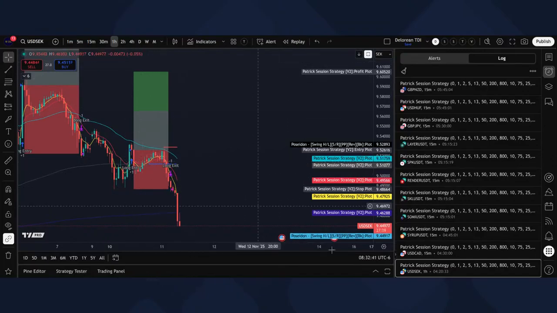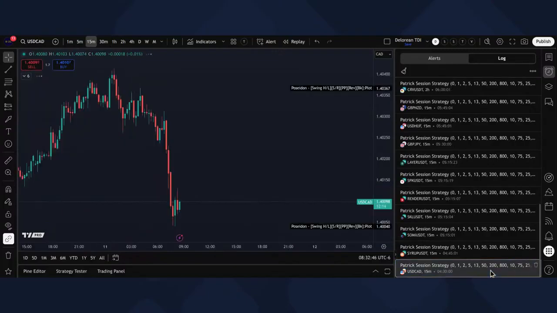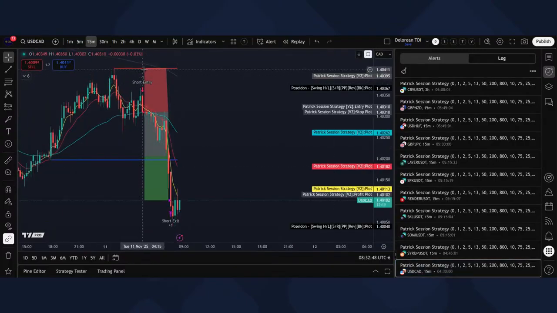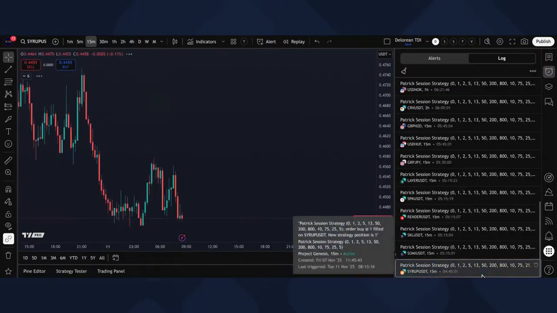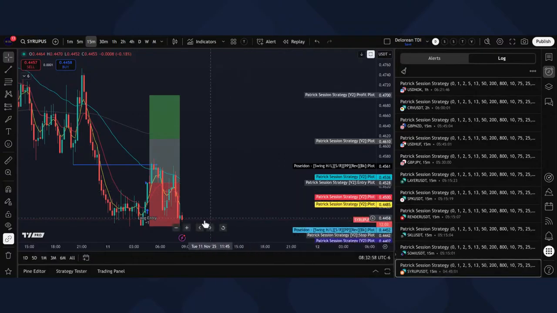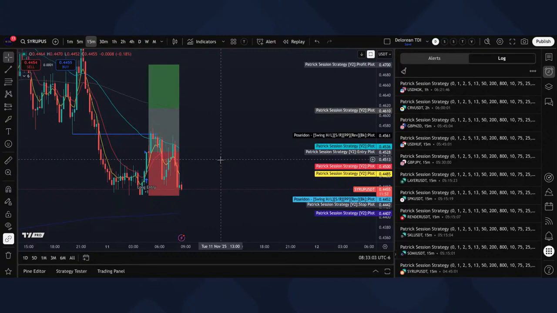We have an invalidated trade on the United States dollar versus Swedish krona. We have a take profit smashed on the United States dollar versus Canadian dollar. Have an invalid setup on SERB versus Tether. You have gray, aqua, blue. That's normally consolidation, and it's about to hit the original stop loss. So we won't be taking that.